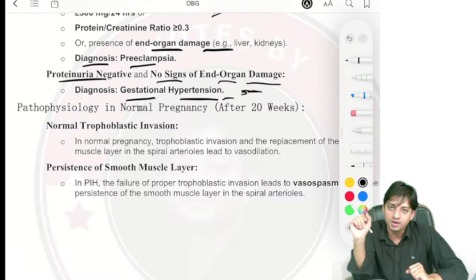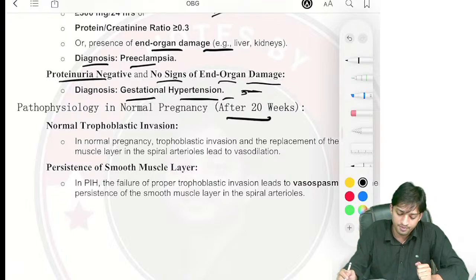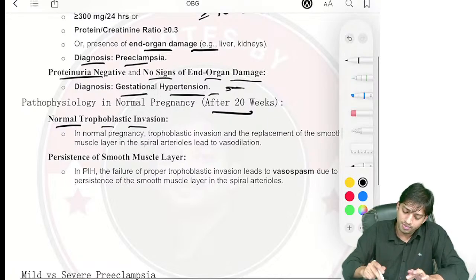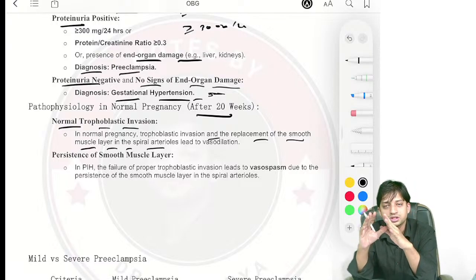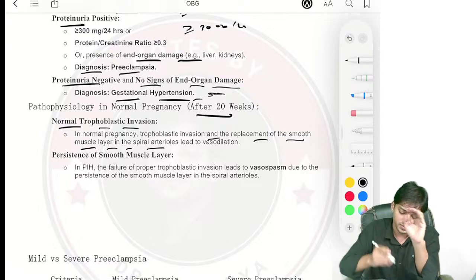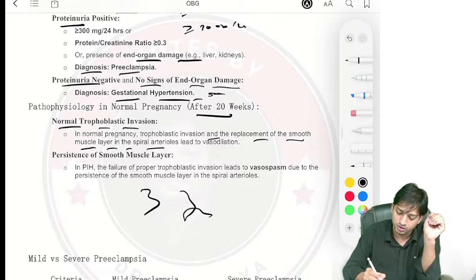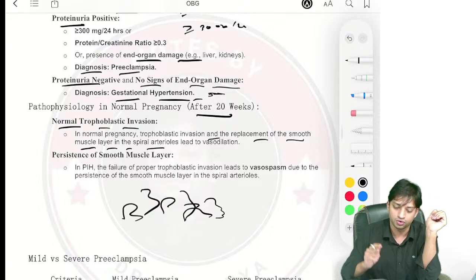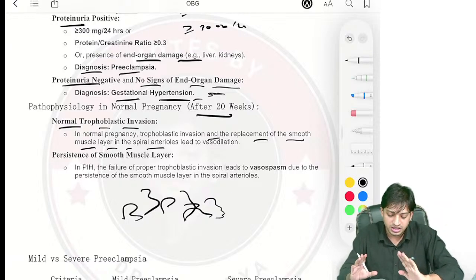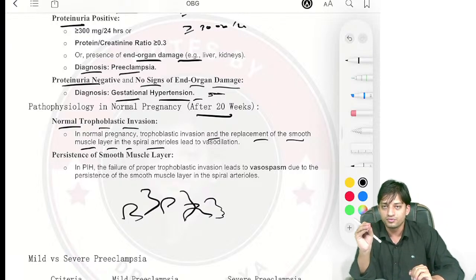Now, pathophysiology. What will happen in normal pregnancy? You want to see the pathophysiology. After 20 weeks, what is going to happen? Normal trophoblastic invasion is there, right? In normal pregnancy, the trophoblastic invasion and replacement of the smooth muscle layer in spiral arterioles lead to vasodilation. They are the spiral arterioles, you already know, right? And in the smooth muscle layer, there is invasion of the trophoblastic tissue. In normal pregnancy, it is completely normal and this leads to vasodilation.